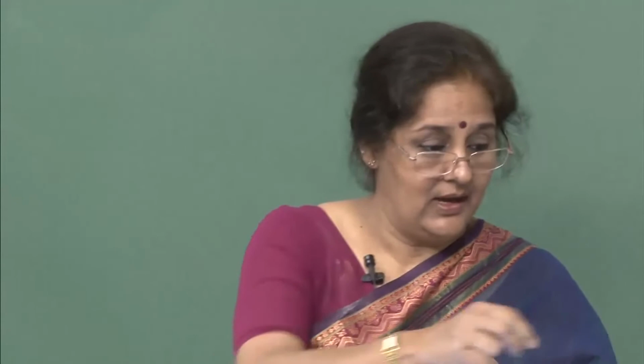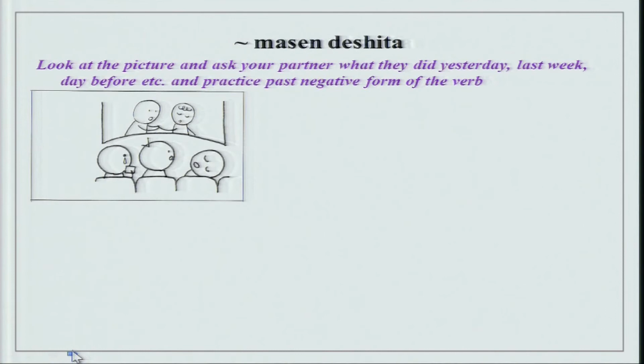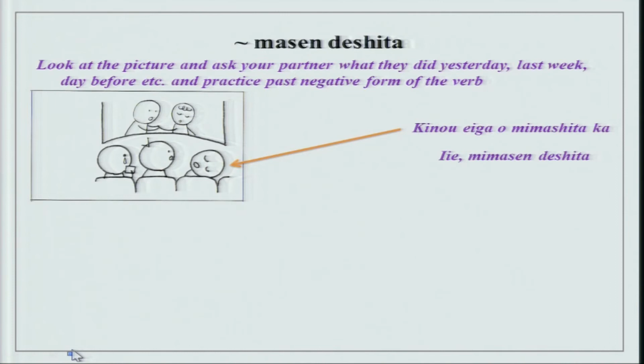Now, look at the picture and ask your partner what they did yesterday, last week, the day before, and practice the negative form of the verb, which we haven't done so far. You can look at this picture and see what is happening. These people are sitting and watching a film. Someone is sleeping, someone is crying, and someone is watching. Kino eiga o mimashita ka? Iie, mimasen deshita. The answer is because he is sleeping, iie, mimasen deshita.